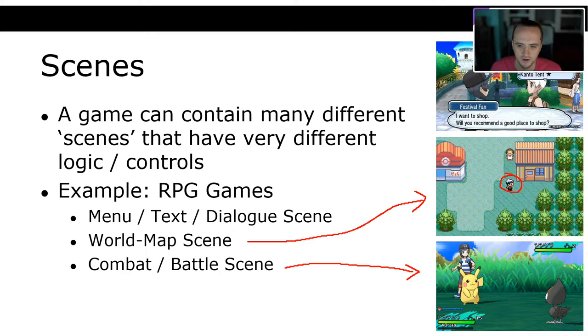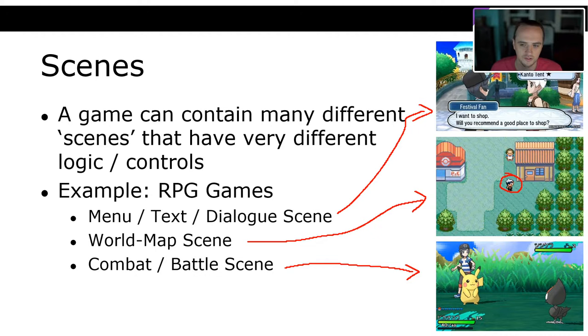So here, like a Pokemon game or other RPGs have these three main scenes. We could also be in like a video cutscene or something like that. But this is what a scene is, right? In each of these scenes, there are vastly different controls and game mechanics.